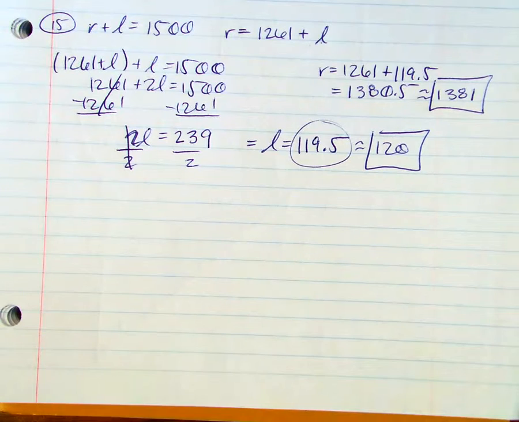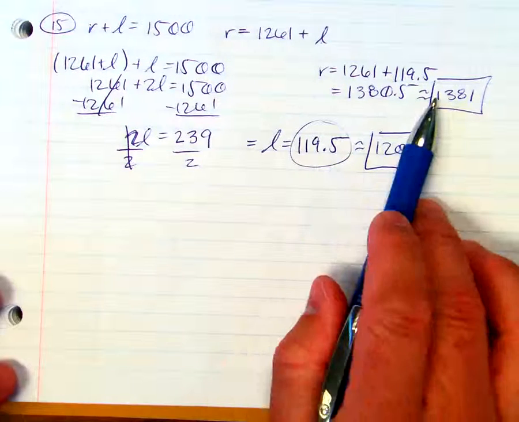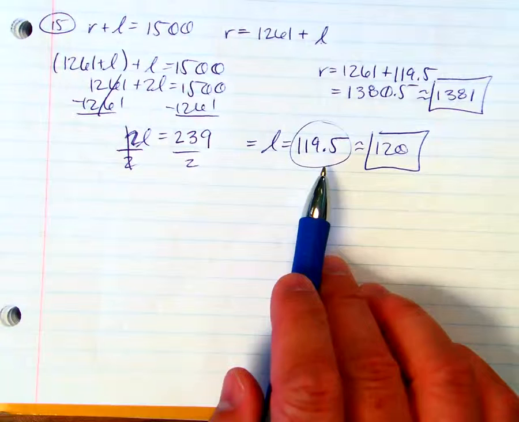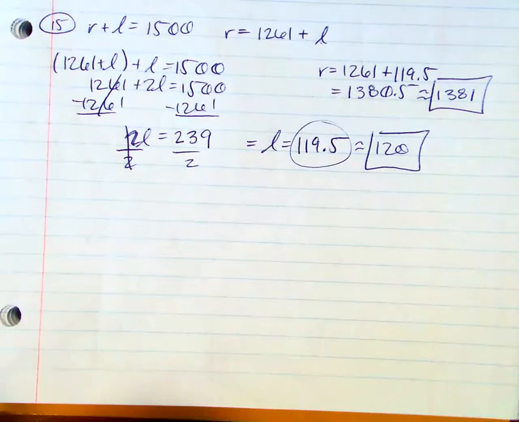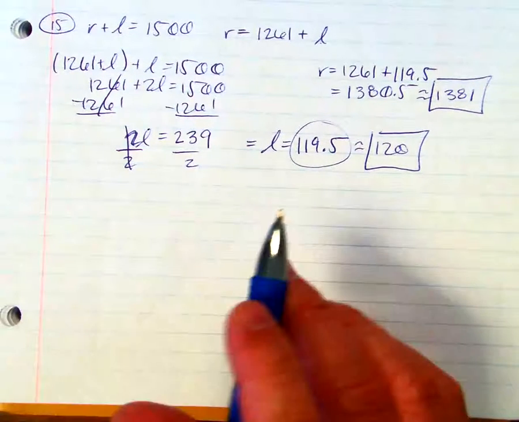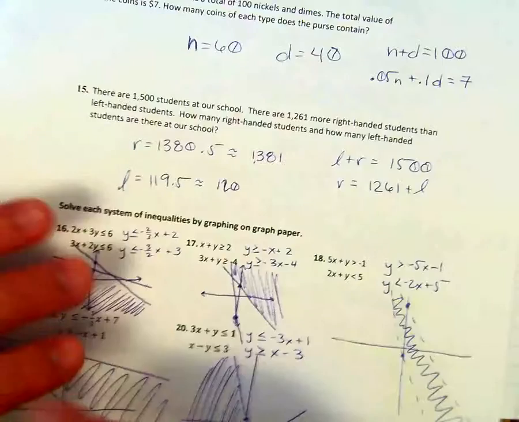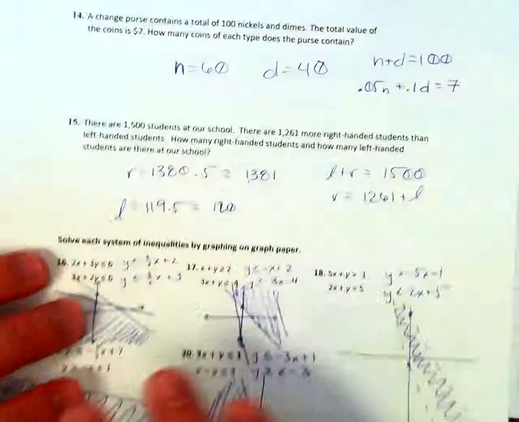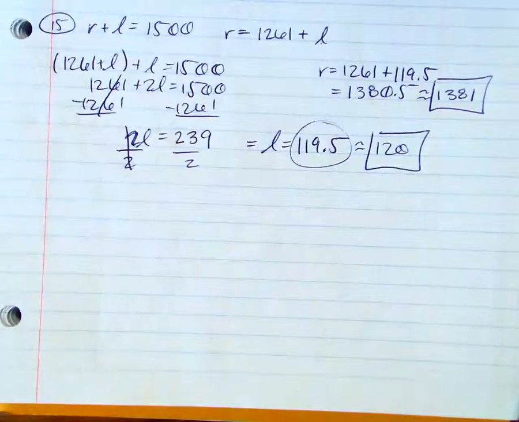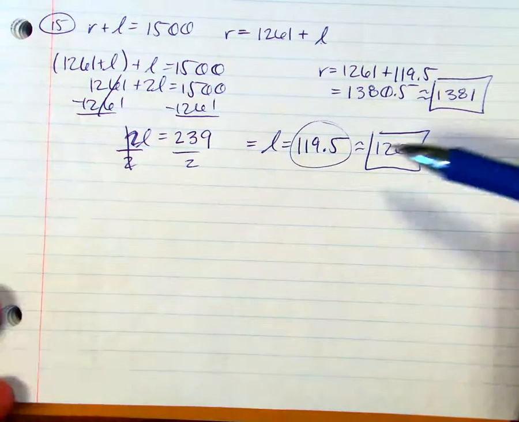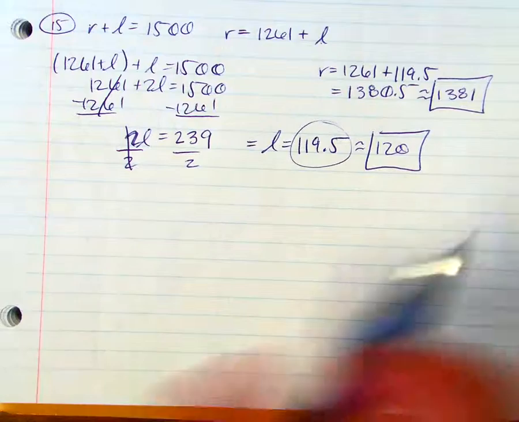So some of you say, well, shouldn't I just have rounded one of these up and one of them down? Then it would make 1,500 exactly. That's true, but if you do that, the difference is no longer 1,261. So no matter which way you choose to round this off, something will still be incorrect. It's better to just round up for the estimation for the answer that they're looking for.